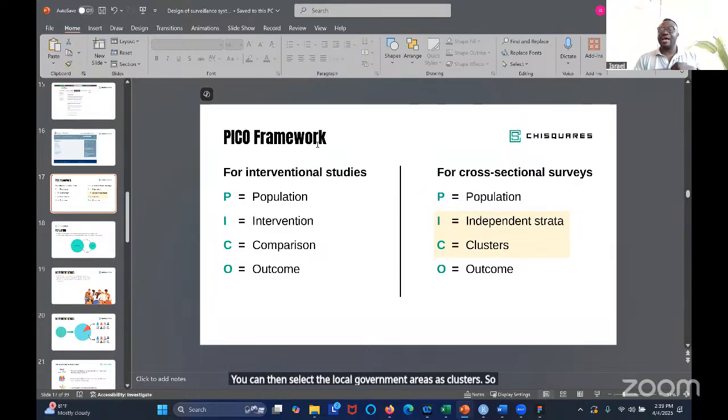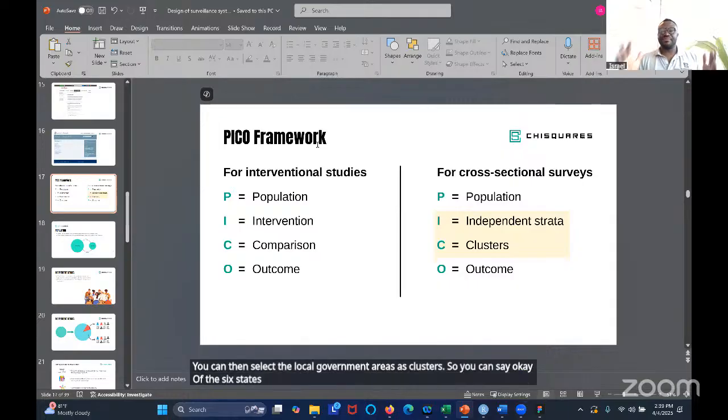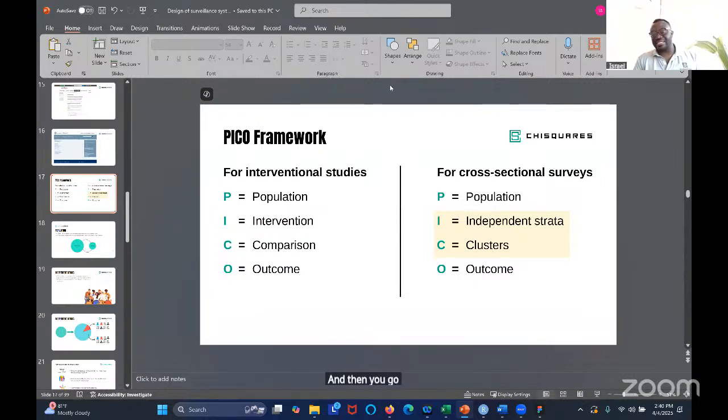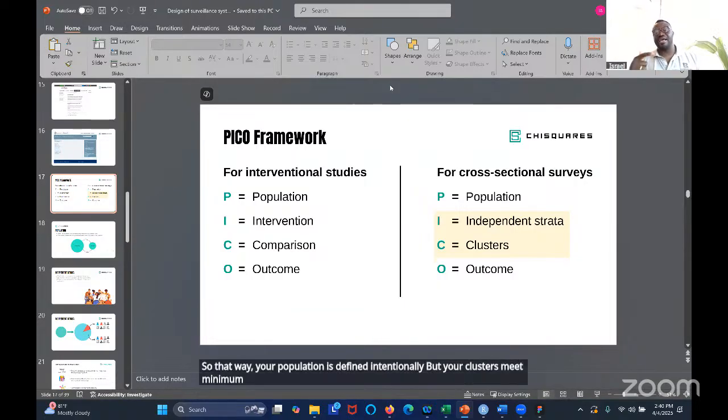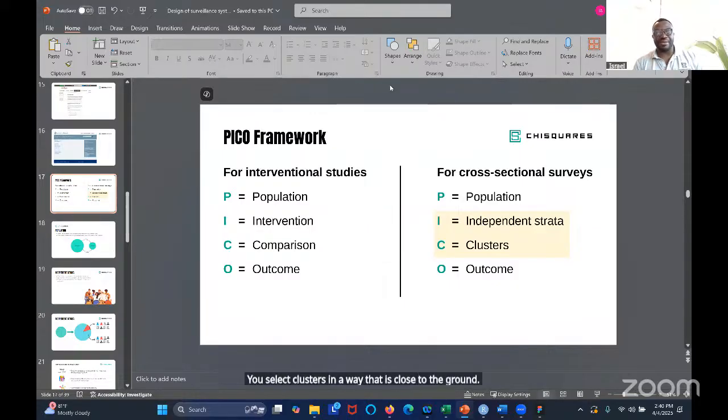So you can say, okay, of these 6 states, I'm going to select maybe 30 local government areas as clusters. And then you go from there. So that is how I would do it. That way, your population is defined intentionally, but your clusters meet minimum standards for precision according to NCHS guidelines, and you select clusters in a way that is close to the ground. Does that make sense?